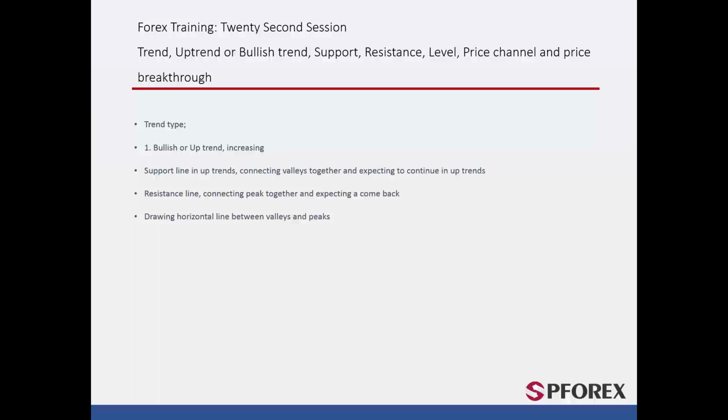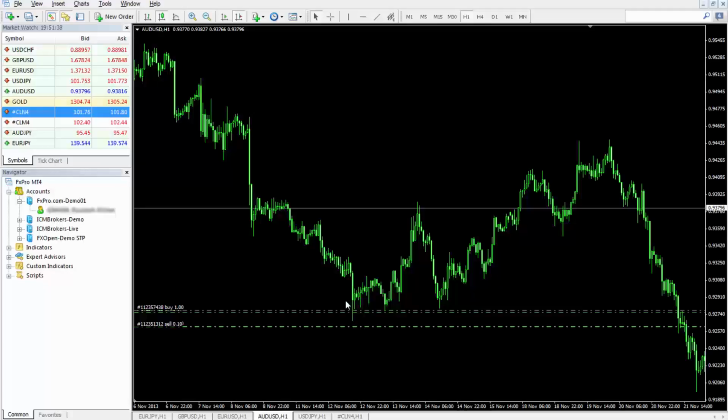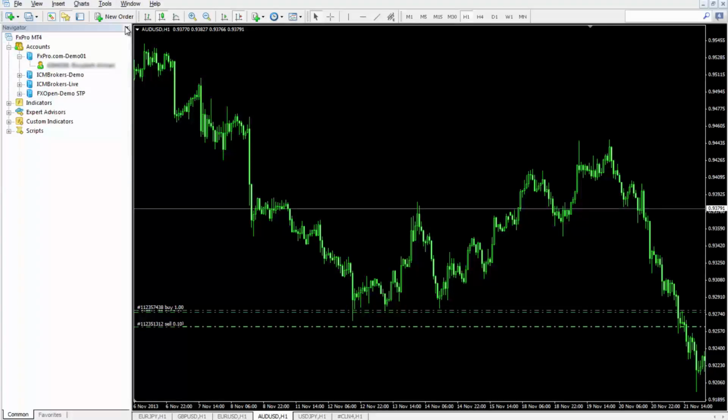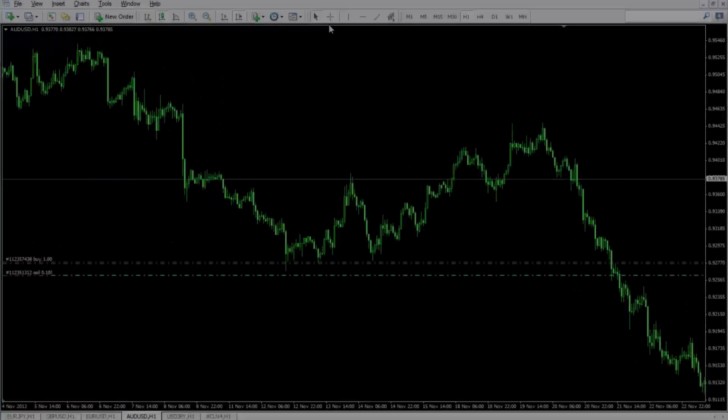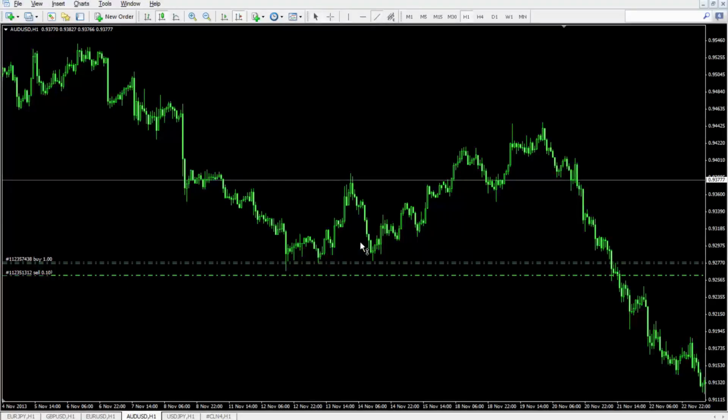Levels are horizontal lines connecting peaks or valleys in an upward or downward trend. Reviewing some examples on the MetaTrader 4 platform would be useful. On the Australian dollar versus US dollar symbol, despite the price decline, a transient ascendant trend is formed. By connecting valleys with a line, a rising trend is formed, in which the market price moved.